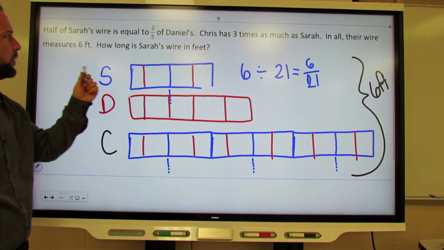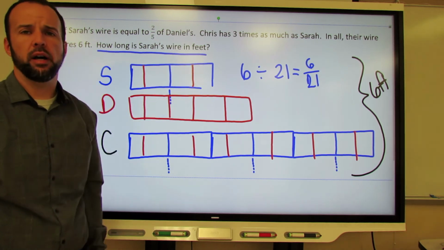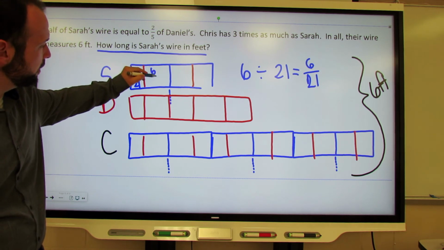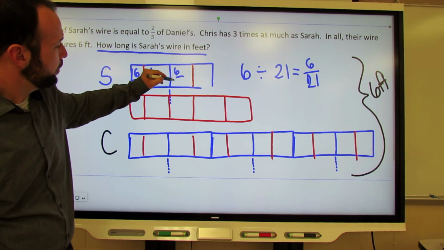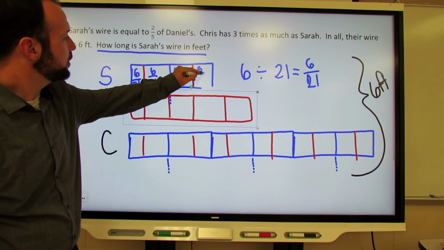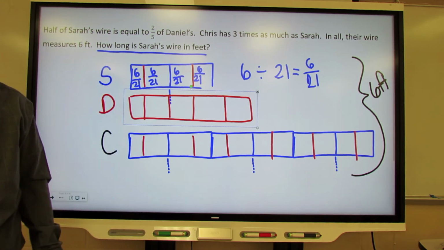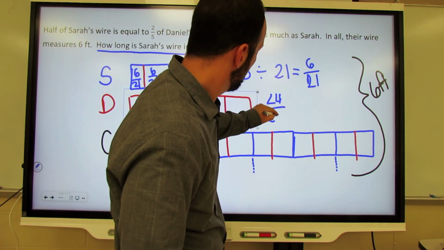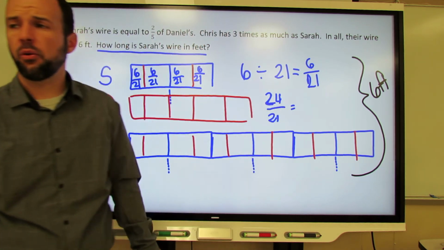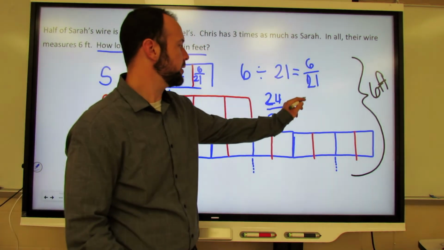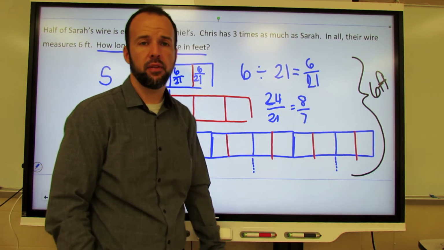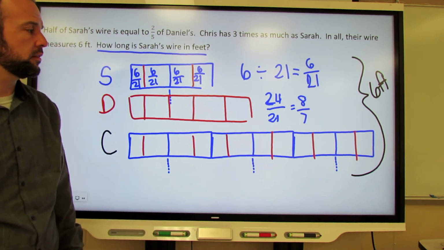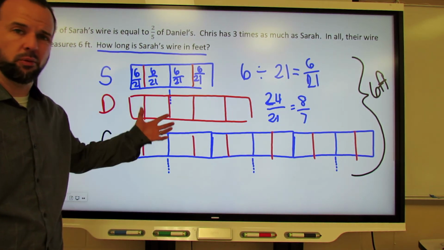But that information can help me with the last part, which is how long is Sarah's wire in feet? Well, each one of these boxes I said is 6/21. So if I add up 4 of those, I am going to get 24/21, which is the same as 8/7, okay? Because 24 divided by 3 is 8, and 21 divided by 3 is 7. Holy cow. So this one hurt my brain, like I said.